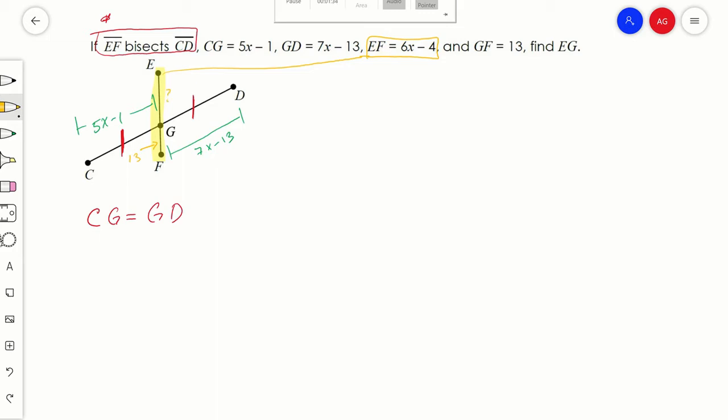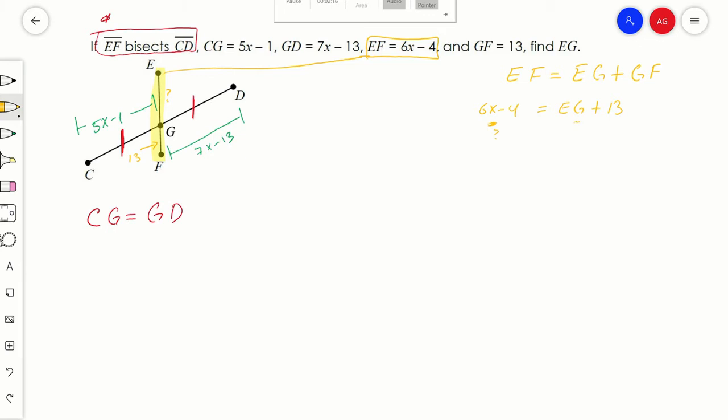Okay, so it's like we have two problems in one. The first thing is, if I want to know what EG is, I have to figure out what x is. The reason I need to figure out what x is because EF consists of EG plus GF, right? So I know EF in terms of x. It's 6x minus 4. EG is what we're looking for. GF, they're telling me, is 13, right? So I've got to figure out what x is so that I can find EG.